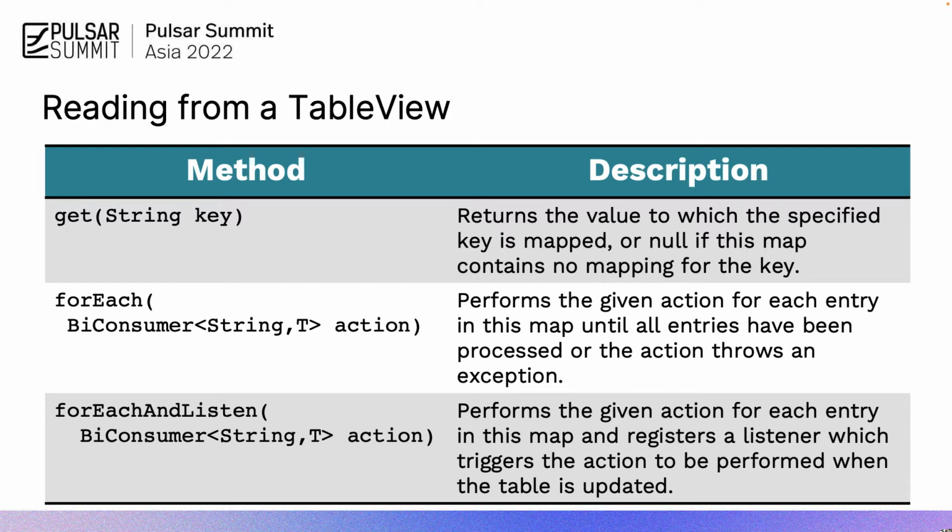Once you've created a TableView object, the TableView API provides 3 methods that you can use to read information from it. The first method is called get, and it acts exactly like the get command from a traditional map interface. It performs a point-in-time query from the table for the given key and returns the value associated with it, or null if no value exists.